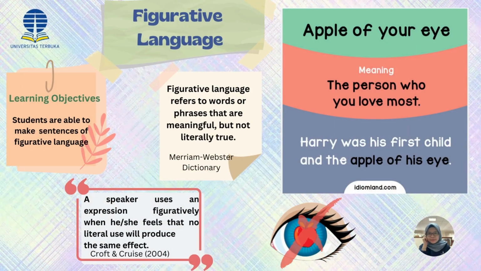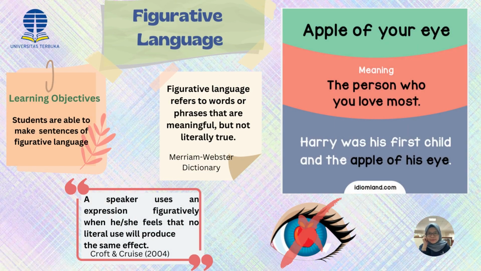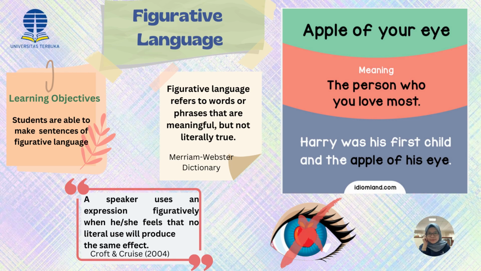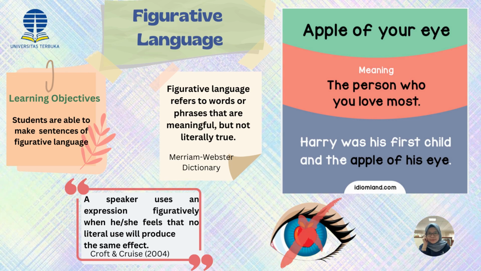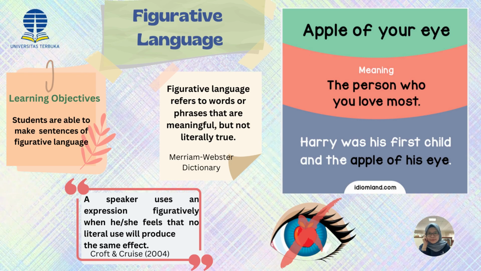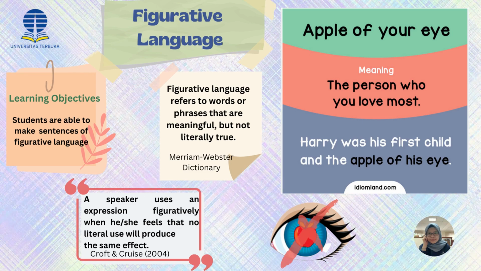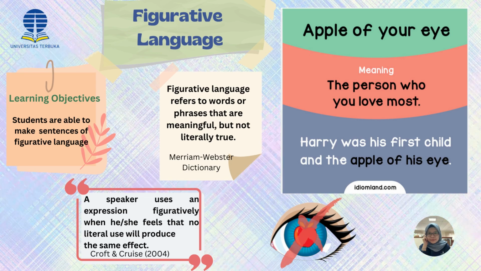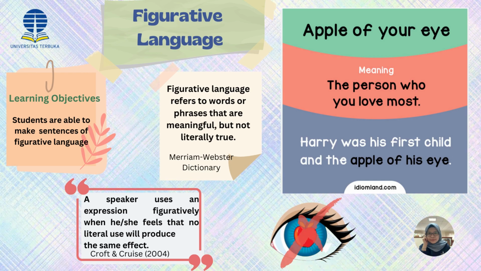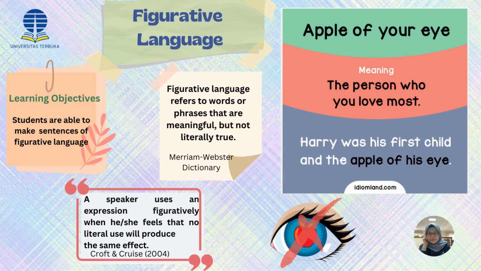What is figurative language? Actually, we often unconsciously use figurative language in our daily conversation. For example, Harry was his first child and the apple of his eye. The phrase apple of his eye means the person he loves most. Apple of your eye does not mean there is literally an apple in an eye. It means the person that you adore or love most.